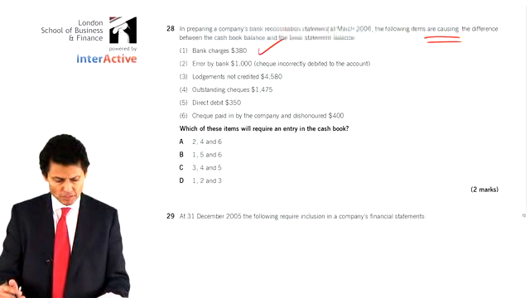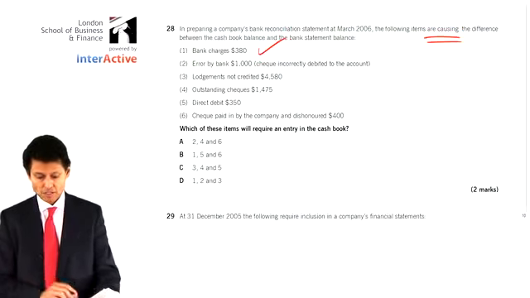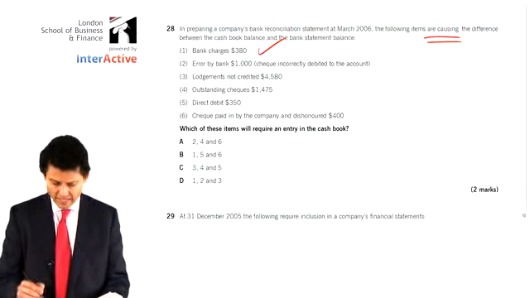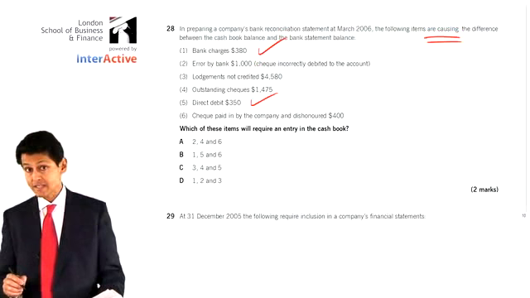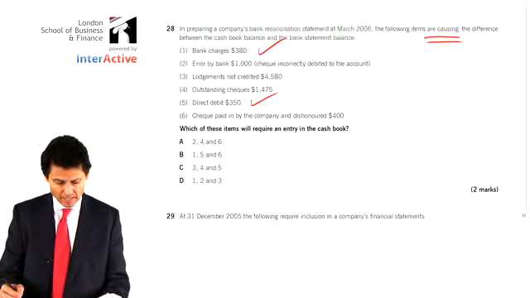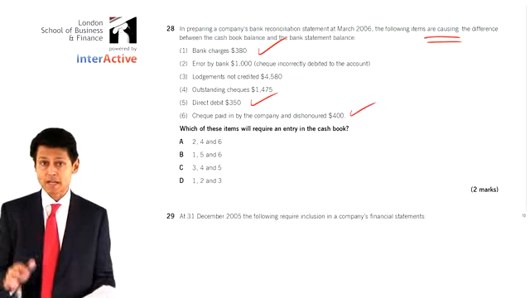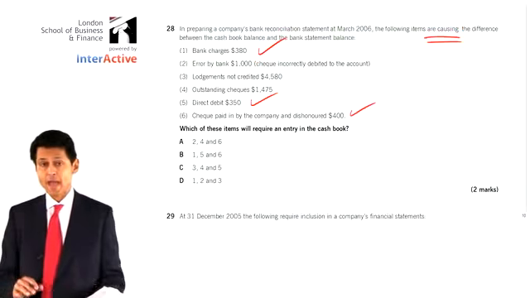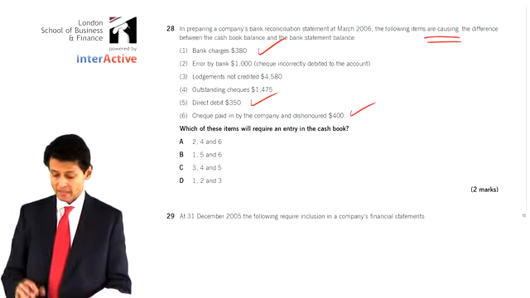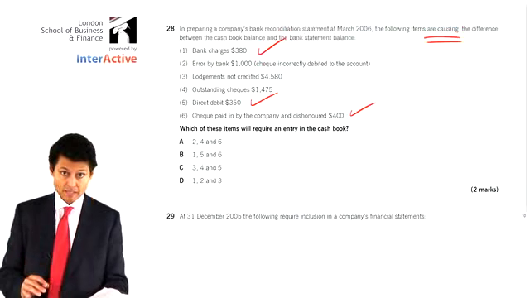The lodgements not credited, outstanding checks, all this goes directly to the bank reconciliation statement. But direct debits, yes, we come to know about it later, the exact figure, so we certainly record that. Checks paid in by the company and dishonored, I see. So in the cash book, we thought the money was good. We then sent it to the bank, the check that we received from our customer, and the bank had a problem with it, and the bank lets us know about it later.